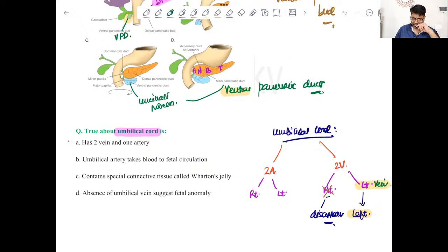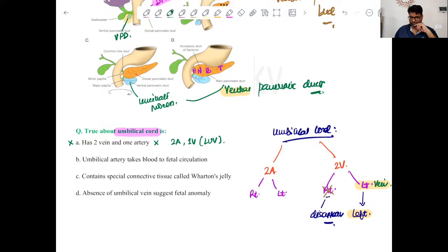So this option is incorrect because it says two veins and one artery. This is not the case. In fact, there are two arteries and one vein, that is the left umbilical vein. That's clear? So in option A, the numbers are okay, 2 and 1, but the structures are wrongly mentioned. It should be two arteries and one vein, then it would have been right, right?